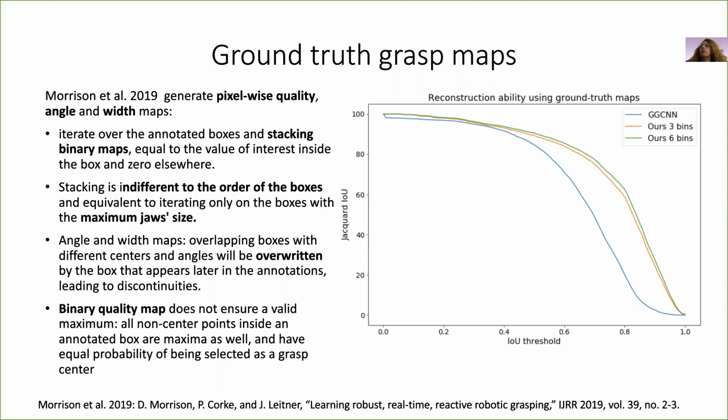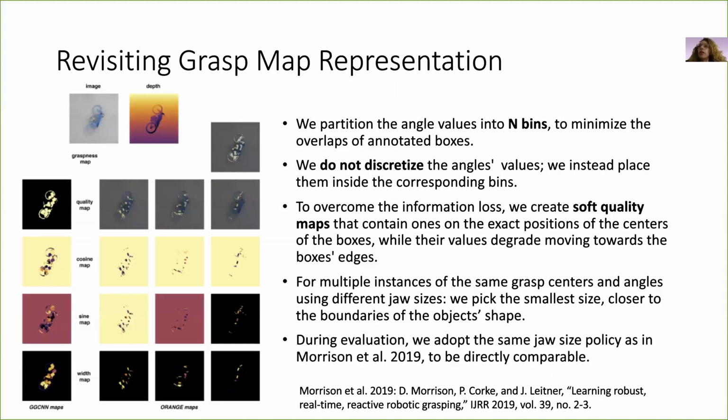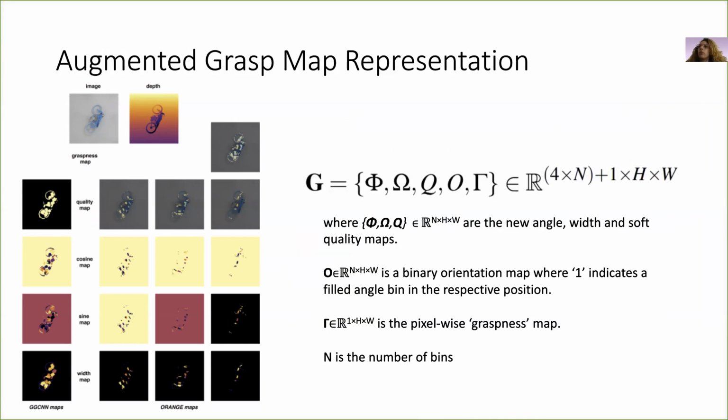from the figure. We, on the other hand, are proposing a new representation and we partition the angle values into n bins. We do not discretize the angle values, but we instead place them inside the corresponding bins. We use soft quality maps that contain ones on the exact positions of the centers of the boxes while their values degrade at the edges of the boxes. And for multiple instances of the same grasp center, we pick the mean jaw size. And for evaluation, we adopt the same policy as Morrison et al. to be directly comparable.